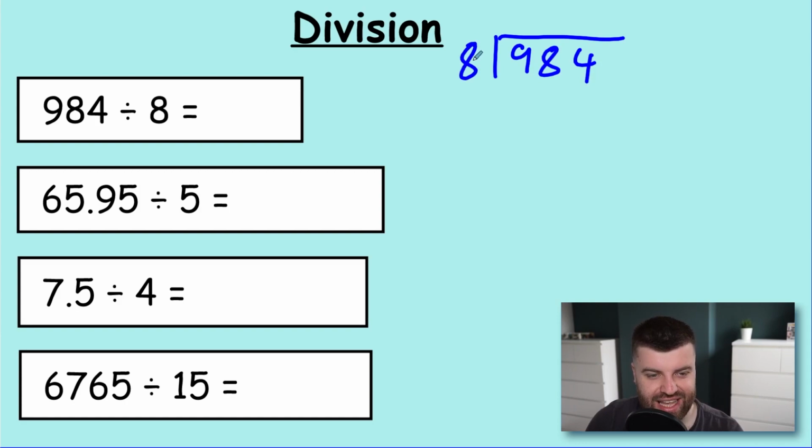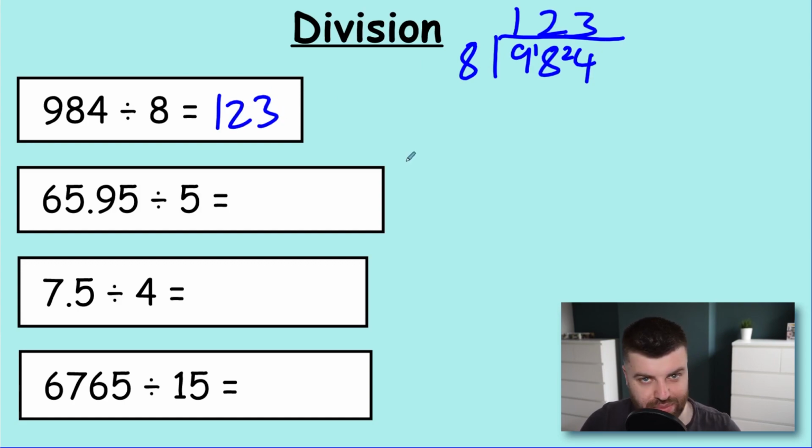984 divided by 8. How many 8s can I make out of 9? 1 8 with 1 left over. 8 into 18, that's 2 8s are 16 with 2 left over. 8 into 24 is 3. This is 123. Simple short division.